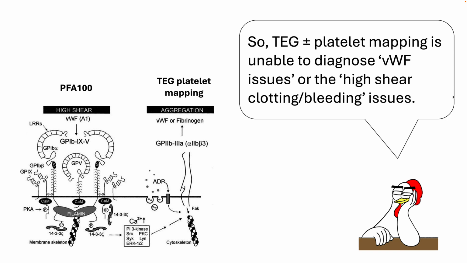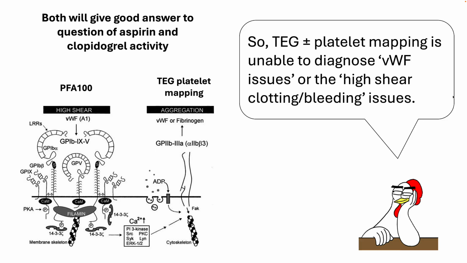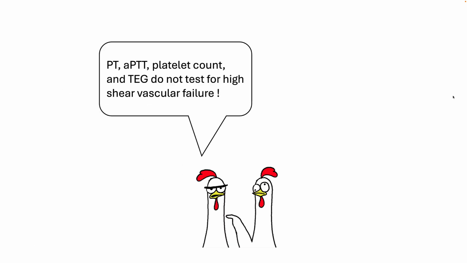And this can be shown in this simple figure, where you can see that PFA 100 is checking for von Willebrand factor and glycoprotein 1B interaction, while the TEG platelet mapping looks at your interaction between fibrinogen and platelets and how aspirin or Plavix affects this interaction. Both of the tests would give a good answer to the question if your aspirin or clopidogrel is working fine or not. So we learned that PT, APTT, platelet count, and TEG do not test for high shear vascular failure.